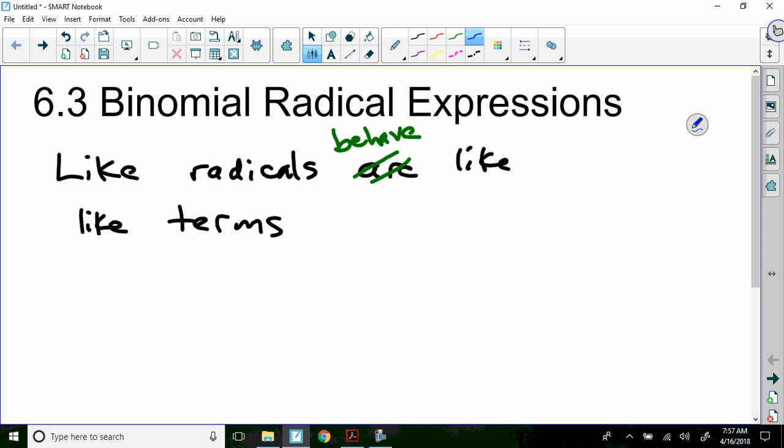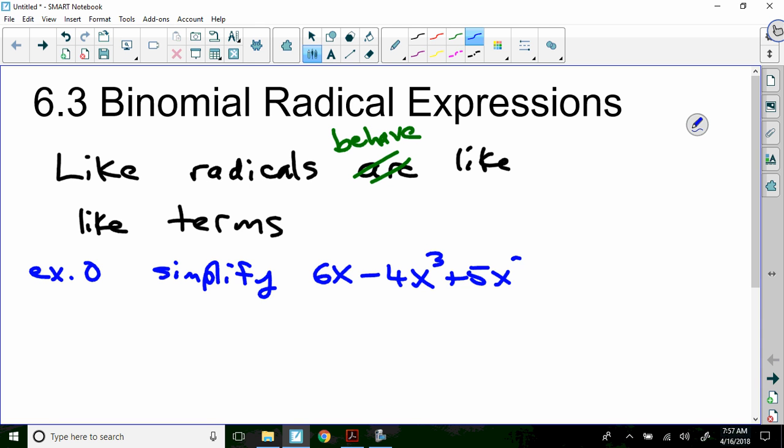So an initial example we might see of this is this. Example 0. Simplify 6x minus 4x cubed plus 5x squared plus 3x minus x squared. If you look at that expression, in chapter 5 when we studied polynomials, we did stuff just like that. We said our term with the biggest exponent is negative 4x cubed, and that term ought to be written first. So we would start off by writing negative 4x cubed.